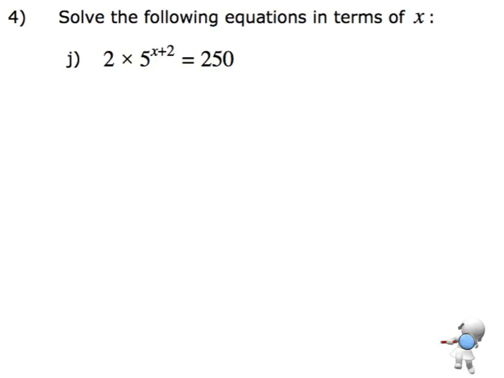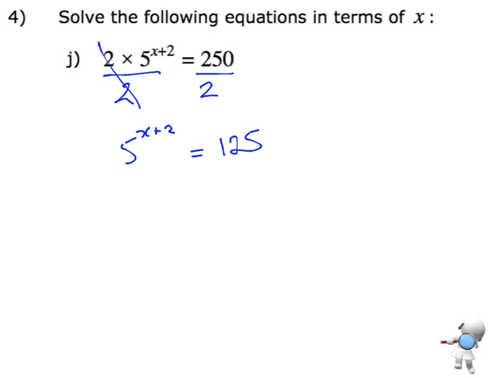To start with, I've got this part here, 2 times my indice. I want to get rid of that multiplying by 2. So the opposite of multiplying by 2 is dividing by 2. So I'm going to divide both sides by 2. So they will cancel out on the left to leave me with 5 to the power of x plus 2 is equal to, now 250 divided by 2 is 125.